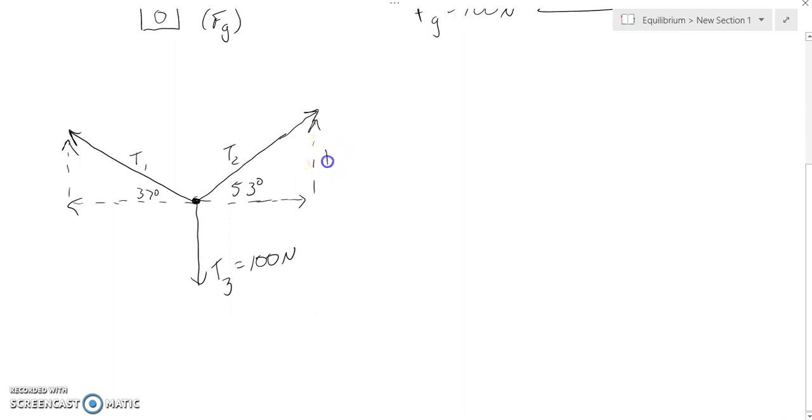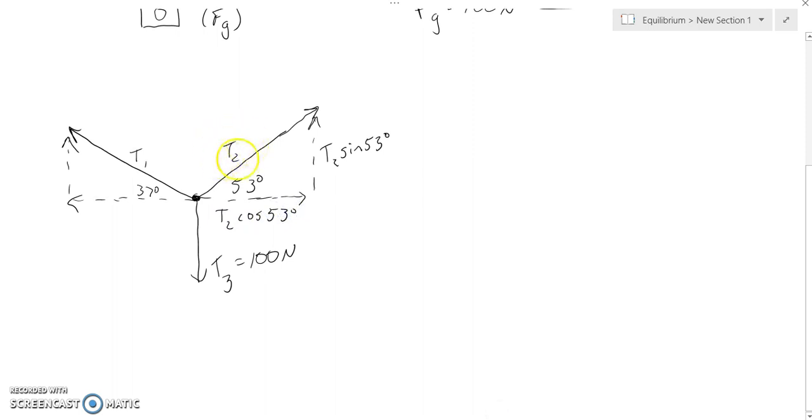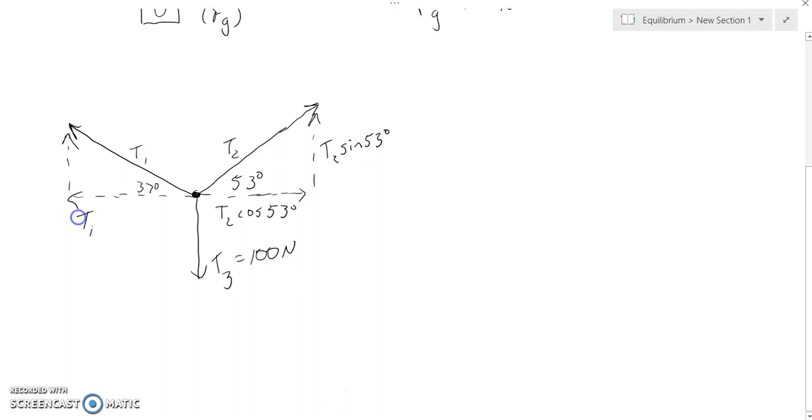Alright, so this component will be T2 sine of 53 degrees. This one will be T2 cosine of 53 degrees. Normally we'd know this value here and we componentize that way. We don't know it. That's okay. We can still write the expressions in terms of sine and cosine. So over here this will be T1 cosine of 37 degrees. And then the vertical T1 sine of 37 degrees.